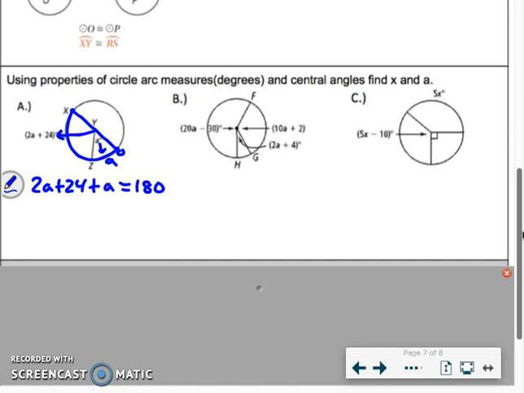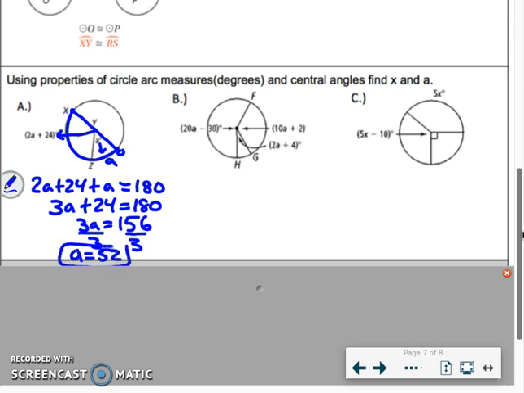So for this one, we end up with 3a, adding the 2a and the a together, plus 24 is equal to 180. Subtracting both sides by 24, I end up with 3a equal to 156. Dividing by 3 gives me my answer of a equal to 52. All right, so you have to come up with the 180 there by yourself. Part B, you are not given a diameter, so we can't use that same trick. So for this one, we're left with just using 360.